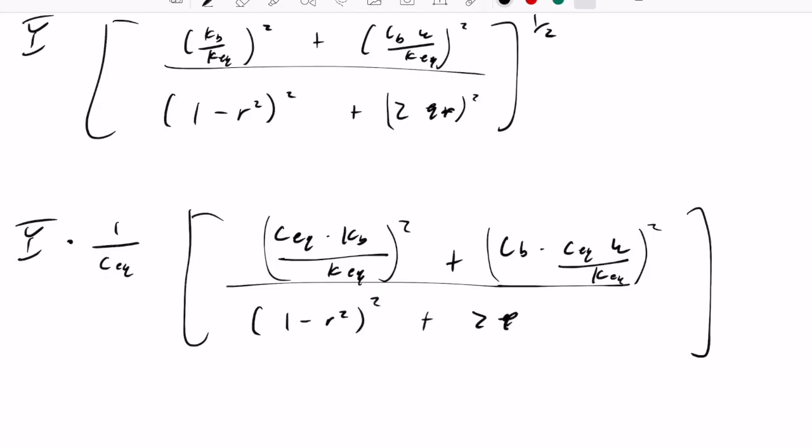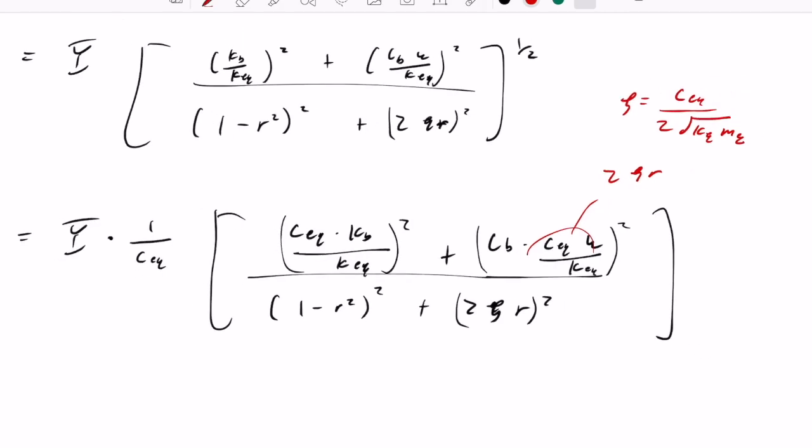2 zeta r squared. Okay, and then this right here is just equal to 2 zeta r. Remember, zeta is equal to CEQ over 2 times the square root of KEQ MEQ, okay?